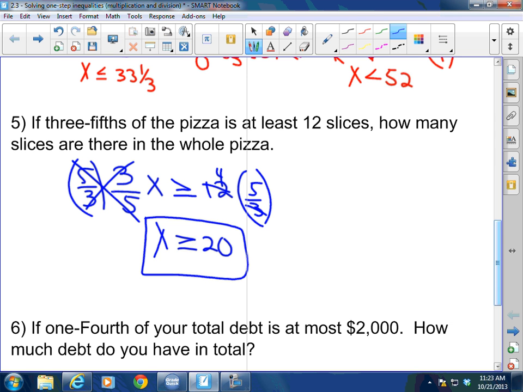If I were to go and graph it, here's my 0, here's my 20. Remember, in this case, it's greater than. So it's 20 or anything larger. It's greater than because it's at least. At least is greater than or equal to. At most is less than or equal to. Remember when we talked about the ages? You are at least 14 years old. That means you're 14 or older, right? You are at most 14. That means you're 14 or less.